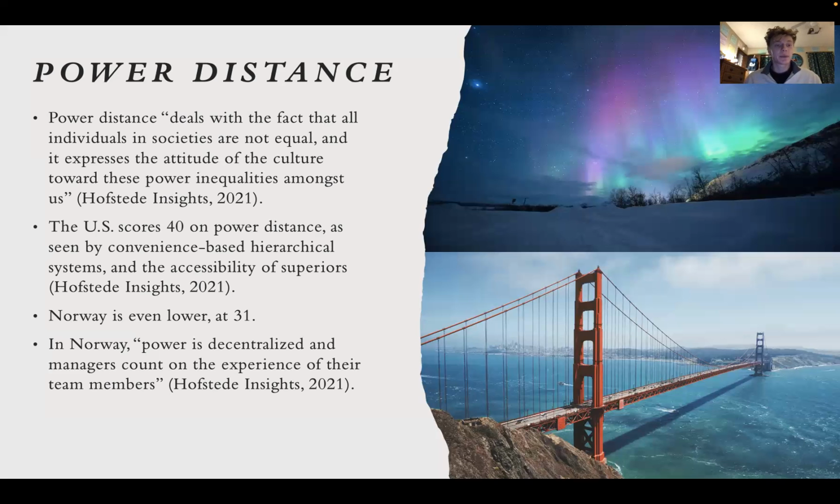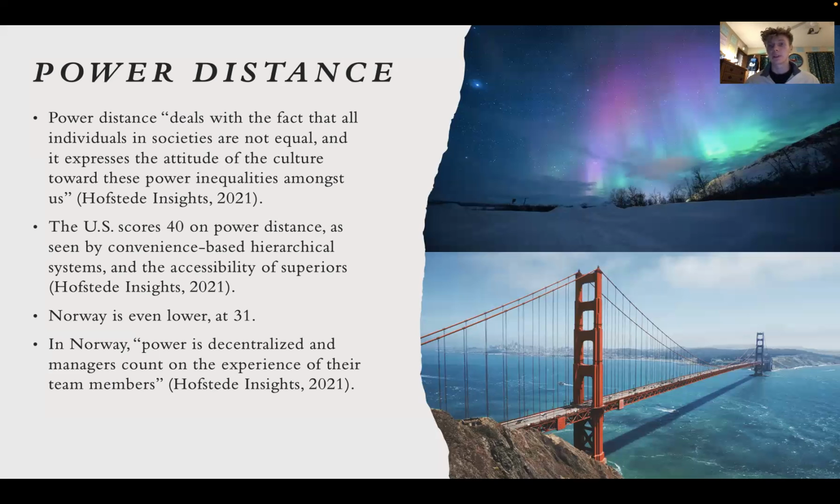The US scores 40 on power distance, and this can be seen by the convenience-based hierarchical systems and the accessibility of superiors. And I've seen this in my own life. My superiors where I work are very accessible. We do weekly touch points, and they regularly ask me what I think, and they ask me for my feedback. And Norway is very similar in this regard. Power is decentralized, and managers count on the experience of their team members.